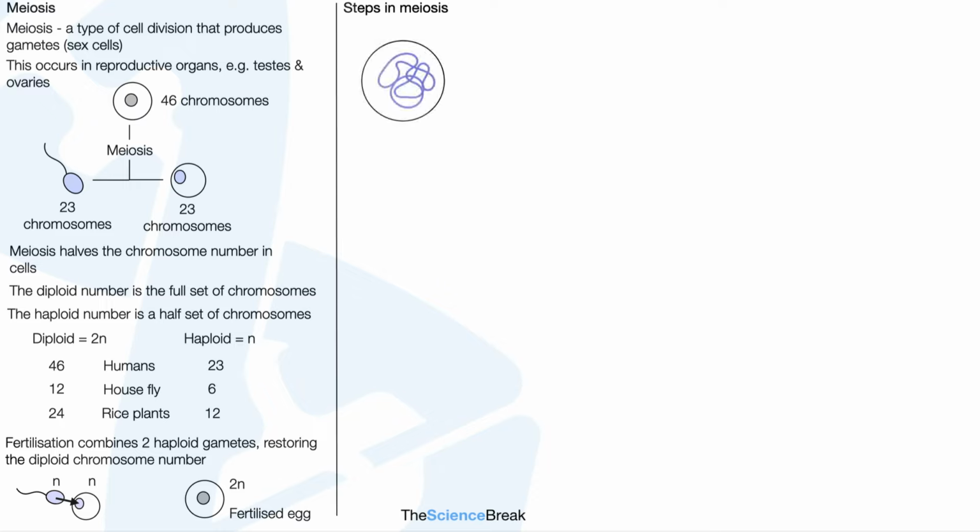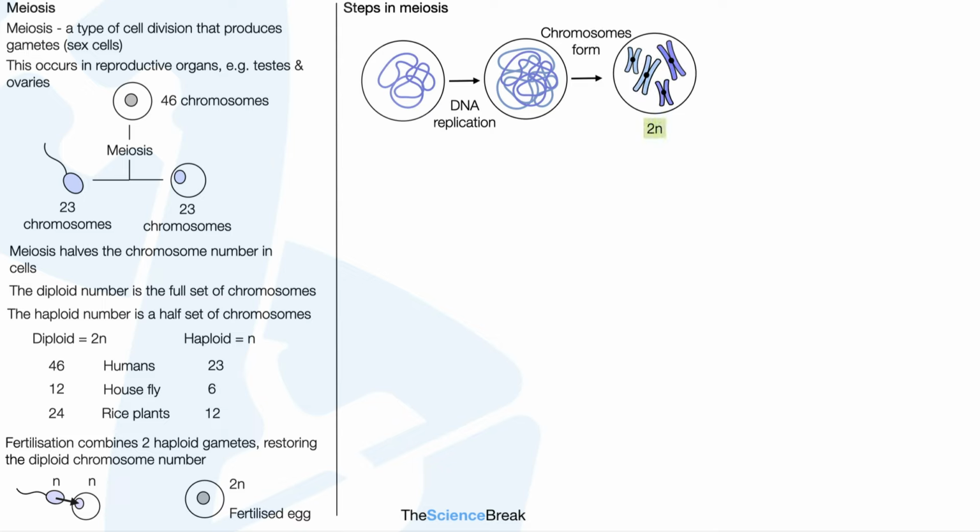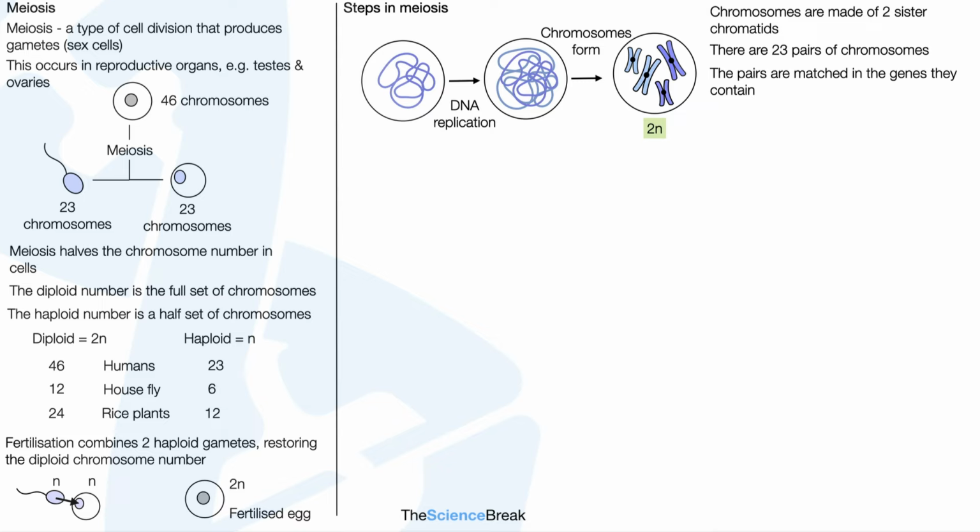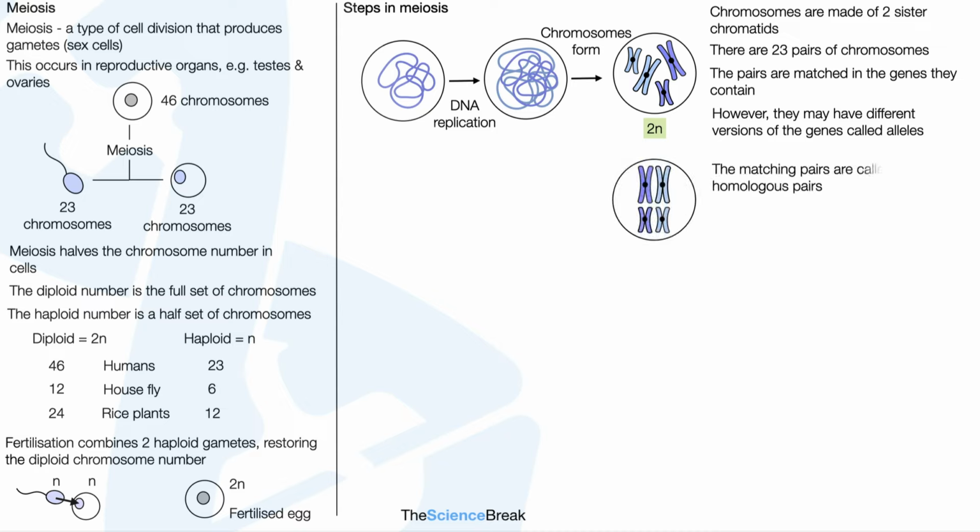Steps in meiosis. Before meiosis begins, we have the replication of DNA. And as a first step in meiosis, we often talk about the formation of chromosomes. This is 2n, this is diploid. Chromosomes are made of two sister chromatids, and there are 23 pairs of chromosomes. The pairs are matched in the genes that they contain. However, they may have different versions of the genes called alleles. The matching pairs are called homologous pairs.